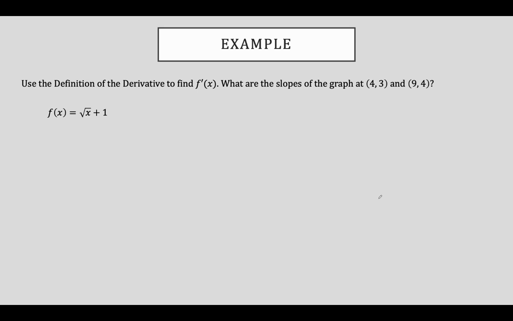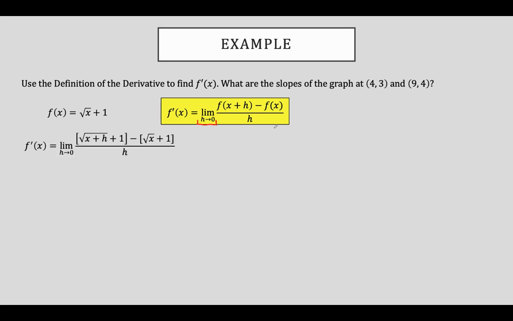Let's try another one. Use the definition of the derivative to find f prime of x. What are the slopes of the graph at 4 comma 3 and at 9 comma 4? So in this case, f of x is equal to the square root of x plus 1. Our definition of the derivative says f prime of x is equal to the limit as h approaches 0, don't forget that, of f of x plus h minus f of x all divided by h.